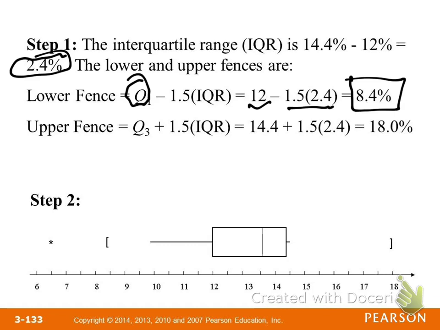On your box and whisker plot, there's your lower fence right there. Use a bracket. Is that large enough on your graph? You might want to mark that. That's the lower fence. The upper fence is quartile 3 plus 1.5 times 2.4, which is 18%. There is our upper fence on my box plot.